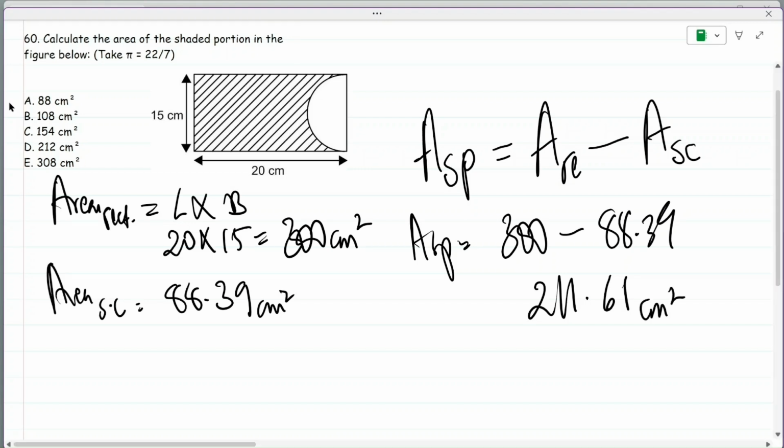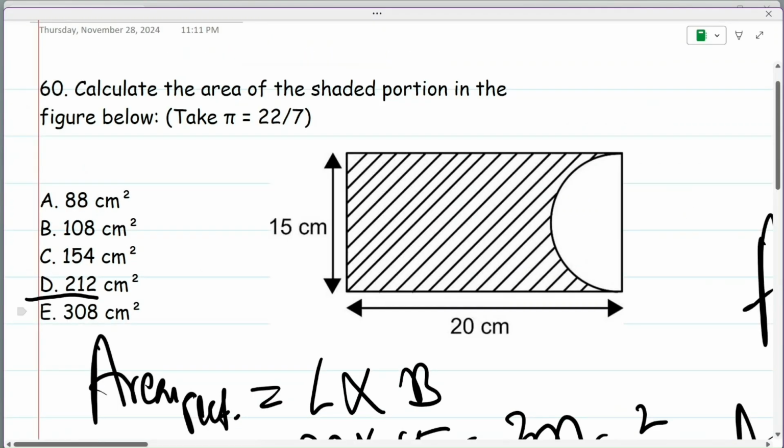Looking at our options, we see that we don't have a decimal number. That means we have to approximate this to the nearest whole number. Approximating this decimal number to the nearest whole number means this 6 and this 1 will have to go off, and we're stopping here. The digit behind where we have to stop, 6, is higher than 4, so we take it off with the 1 and therefore add 1 to this 1. So we have 212 centimeters square as our answer. Our answer is therefore D, 212 centimeters square.